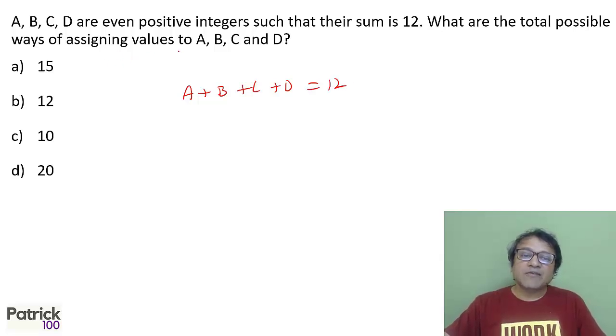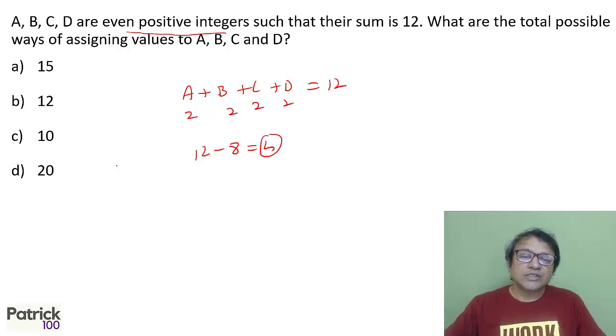Total possible ways of assigning values to A, B, C, D. So when you say even positive integers, always put the minimum value first. So I have to assign 2, 2, 2, 2, the minimum that they have to get. Once I assign 2, 2, 2, 2 to each of them, how much is left? 12 minus 8, 4 is left.